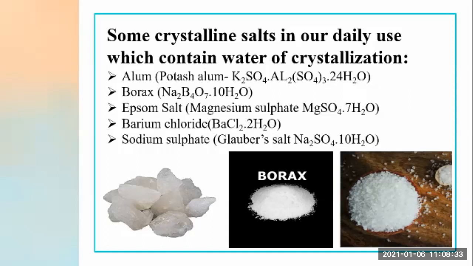They are alum. Alum, see, can you see the first photograph? Alum is nothing but fitkari. You know fitkari? So fitkari is also useful for disinfection, right? So what is fitkari? Alum is potash alum, that is K2SO4.Al2(SO4)3.24H2O. Then the next one is borax. See, borax is also used in laundries for cleaning purposes.